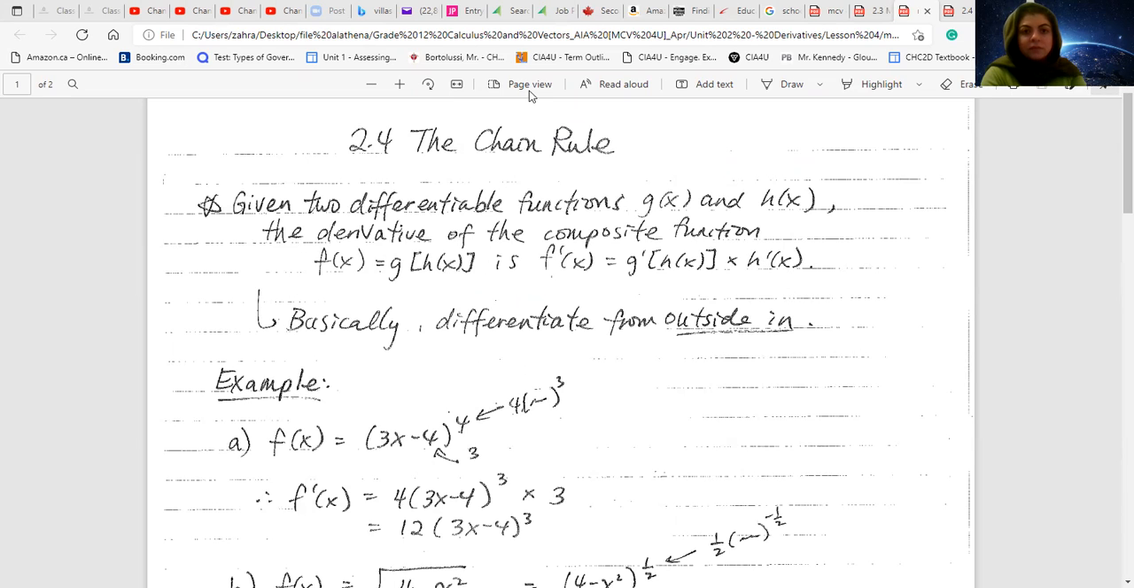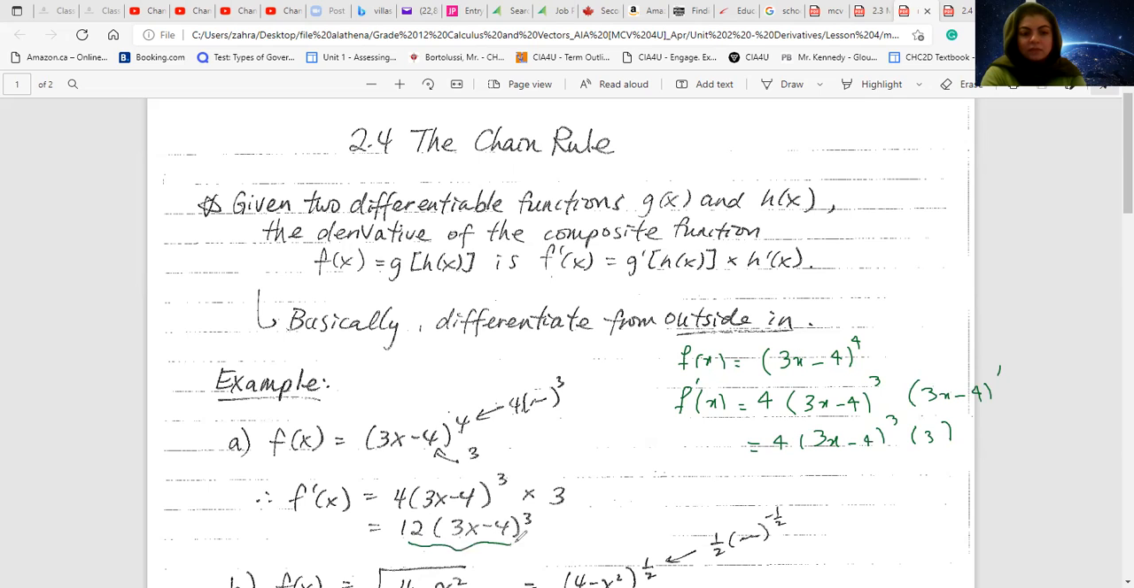I'm going to give you an example. Let's say you have f of x equal to 3x minus 4 to the power of 4. How do we do that? We do the same thing. What's the rule? This has a power, so it's kind of the power rule. Power in front and power minus 1. So it becomes 3x minus 4 to the power 3, multiplied by the derivative inside, which is the derivative of 3x minus 4, which is 3. And you do 3 multiplied by 4 is 12. So that is the answer.